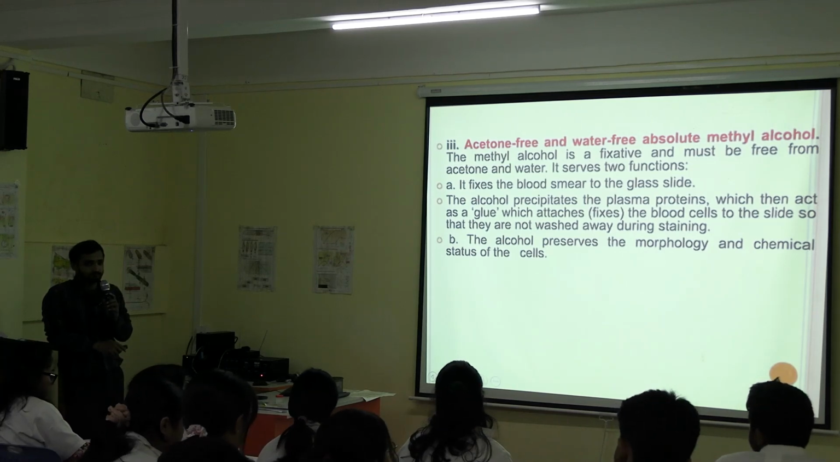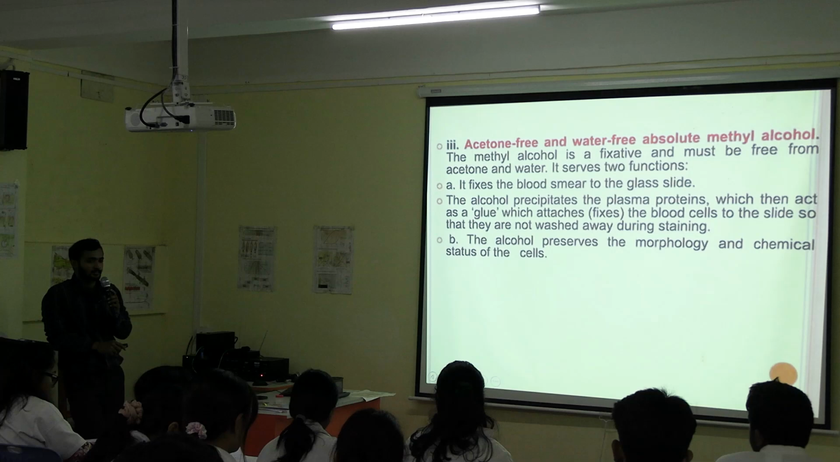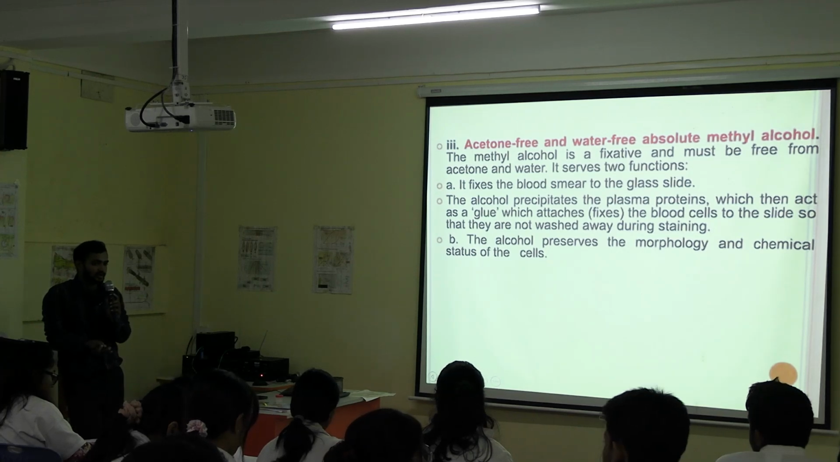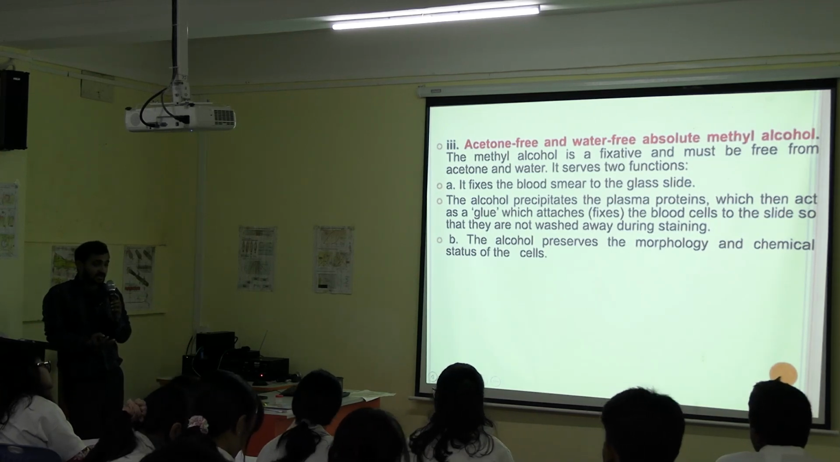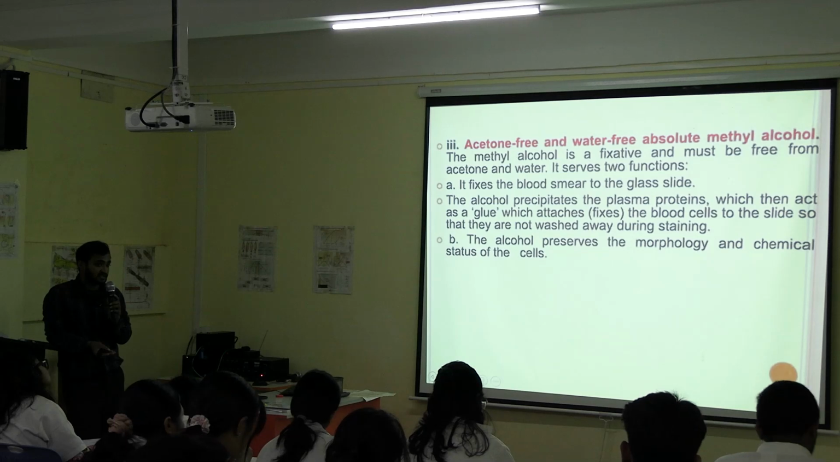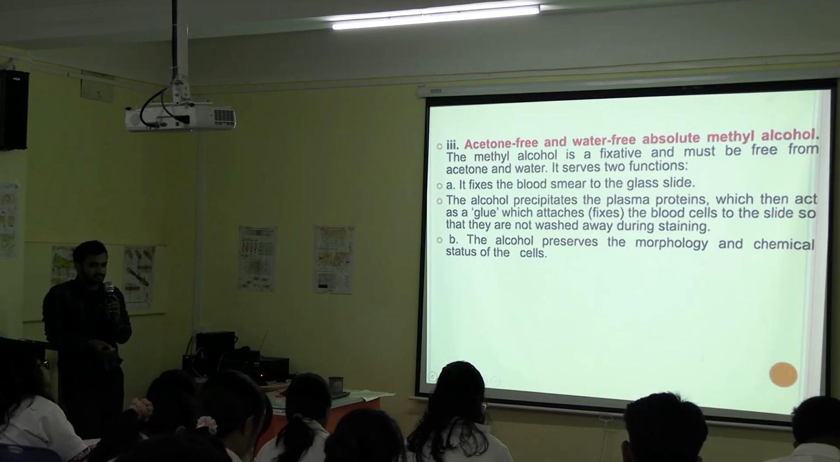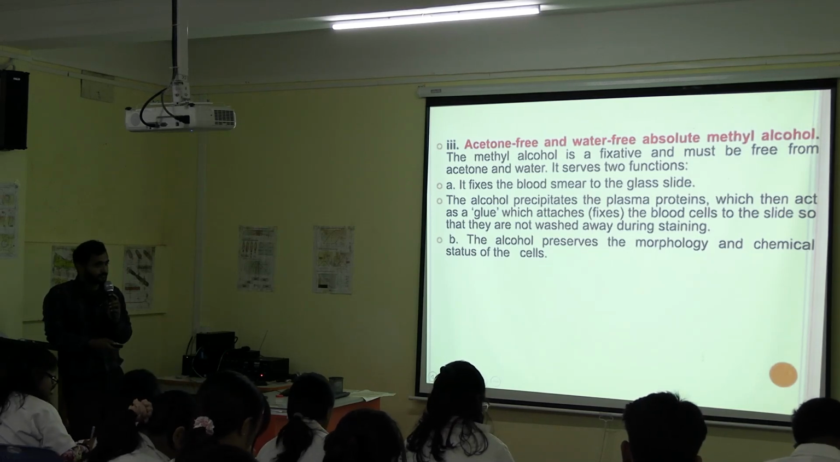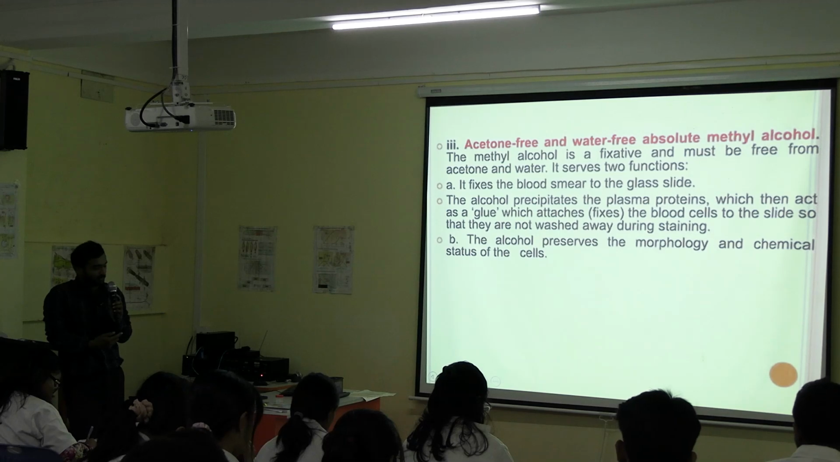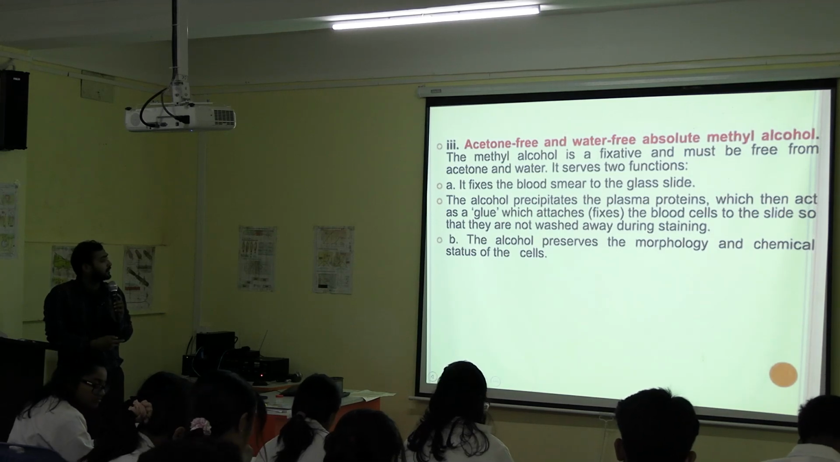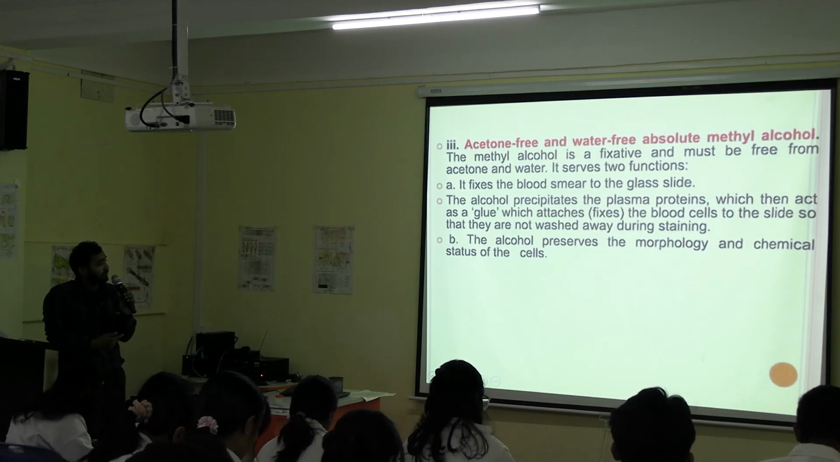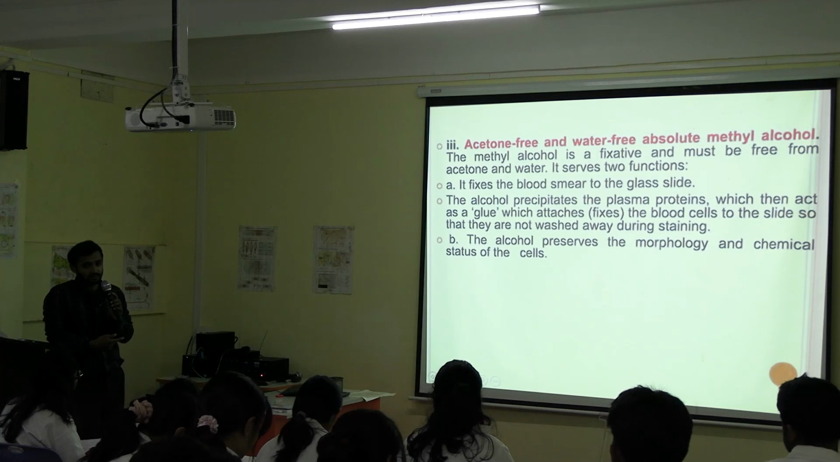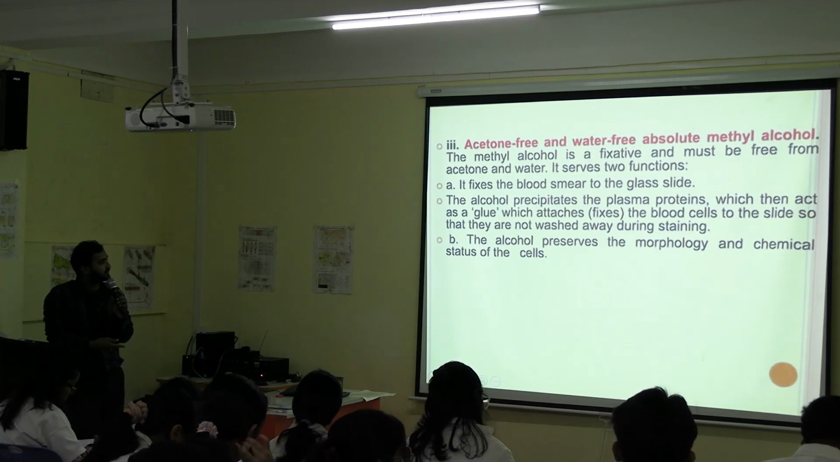So why acetone-free? Why acetone? It causes shrinkage, crenation, and lysis of the cells. And also, alcohol preserves the morphology and the chemical status of the cell.